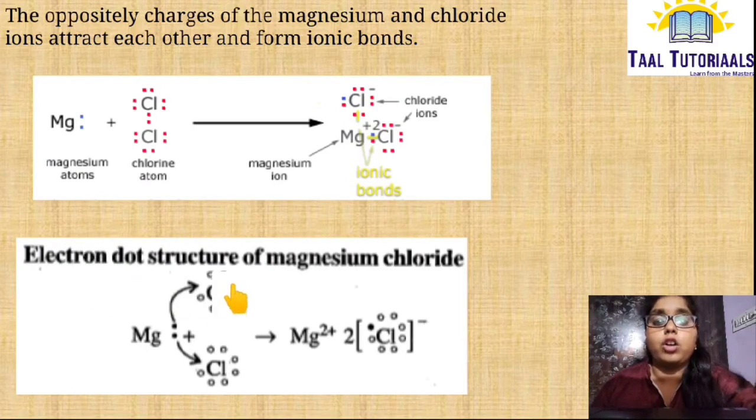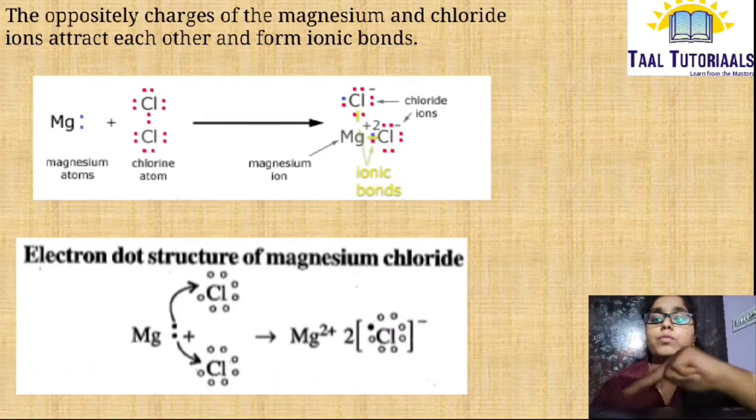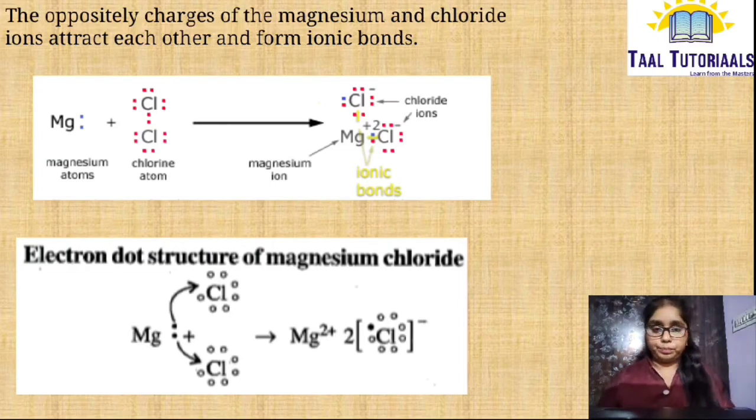Okay, this is the electron dot structure of magnesium chloride. See, of the 2 electrons in the magnesium, 1 is transferred to this chlorine and 1 more is transferred to this chlorine. Okay, this is how magnesium chloride is formed.